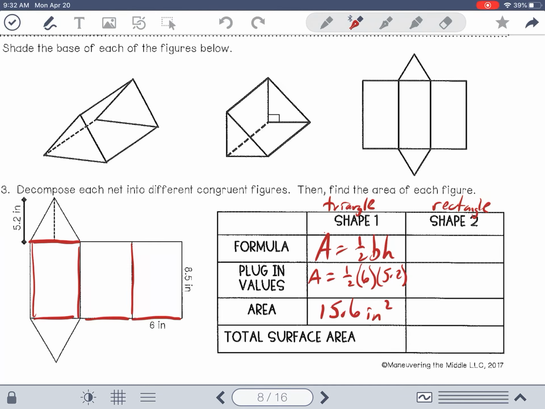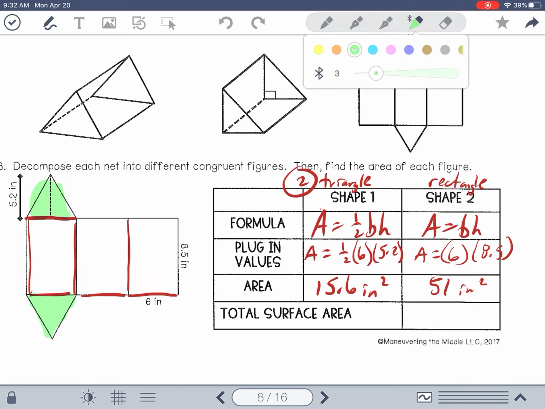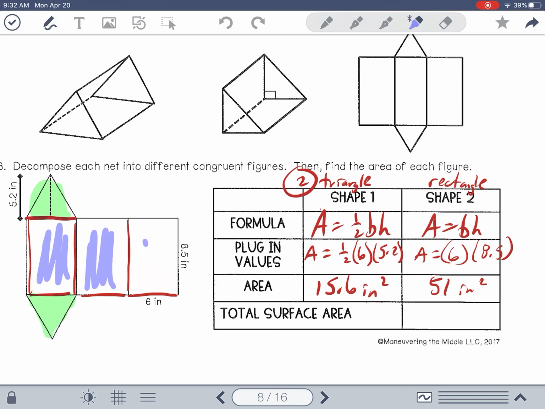Okay, so then the rectangle is where the base times height. Okay, then the area is 6 times 8.5. So that gives me 51 inches squared. Now that's each one of those. But how many triangles are there? Two triangles. Okay, so there's two triangles. How many rectangles? 1, 2, 3. Okay, so there's 3 rectangles.